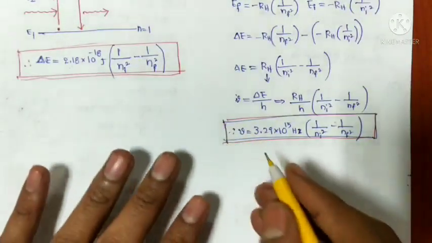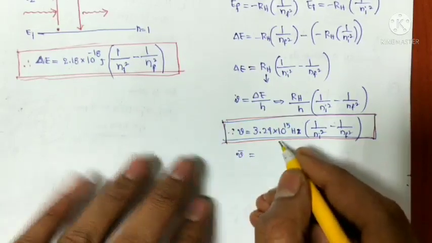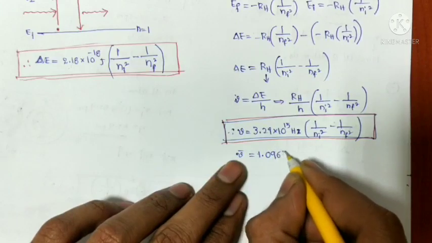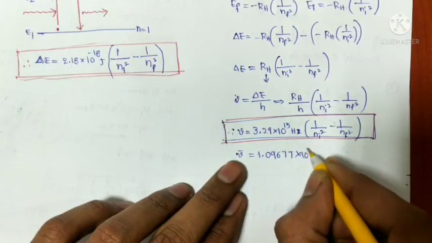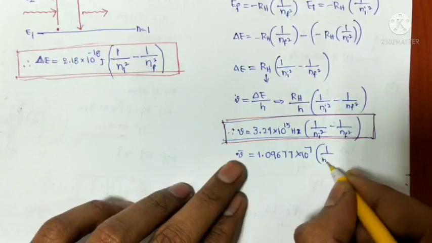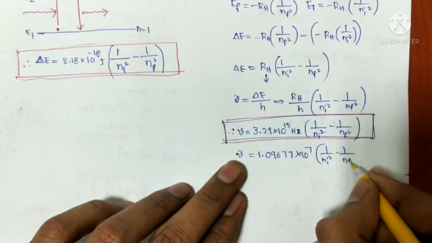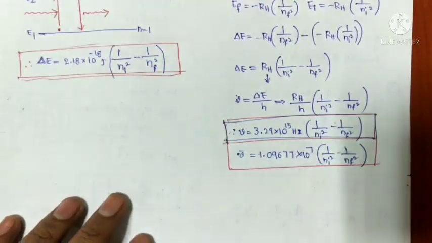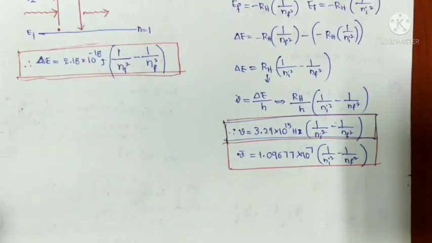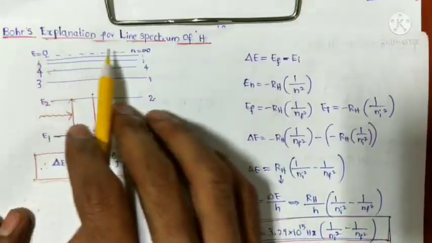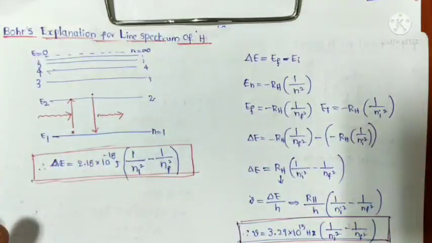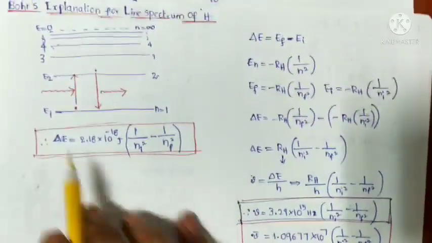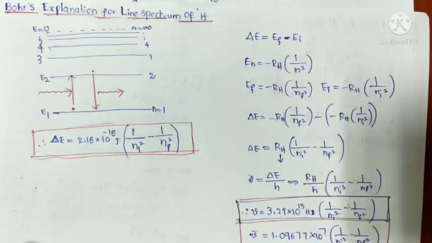From this, the wave number nu bar is 1.09677 into 10 to the power of 7 into 1 by ni square minus 1 by nf square. So this is the information for Bohr's explanation of the line spectrum of hydrogen. From this he calculated the frequency of the radiation, the wave number and the energy difference.